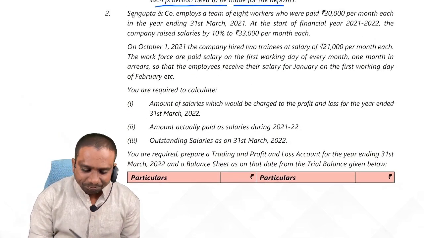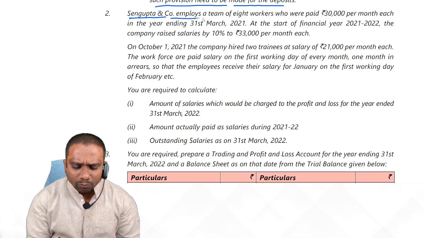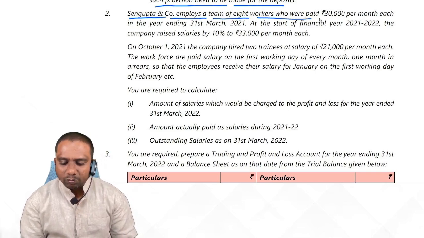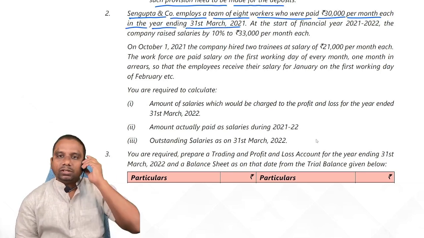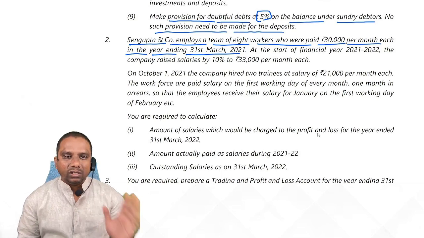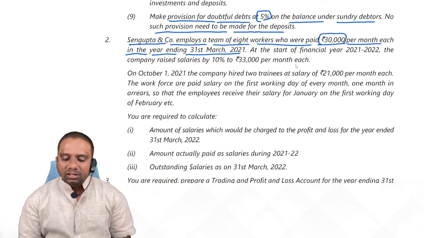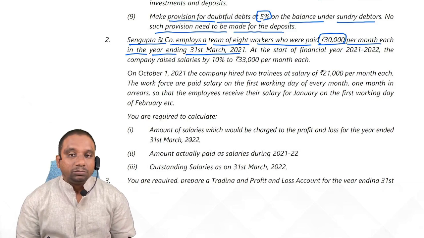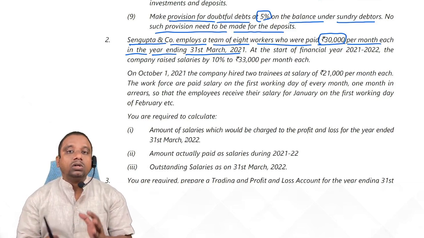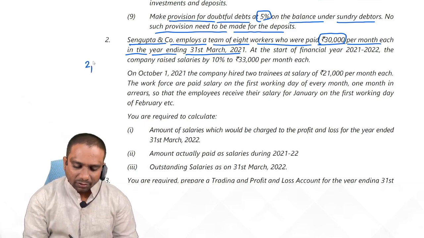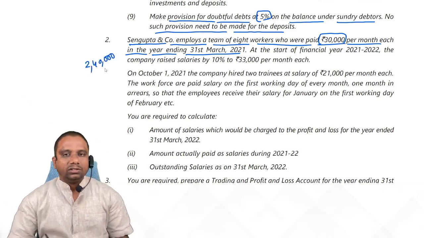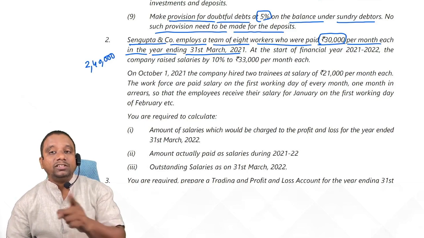Second problem. Sen Gupta and Co employs a team of 8 workers who were paid 30,000 per month each in the year ending 31st March 2021. We have a total of 8 workers. Each employee will get 30,000 rupees per month. Means total salary payable per month is 2,40,000, because 8 employees into 30,000 per month.